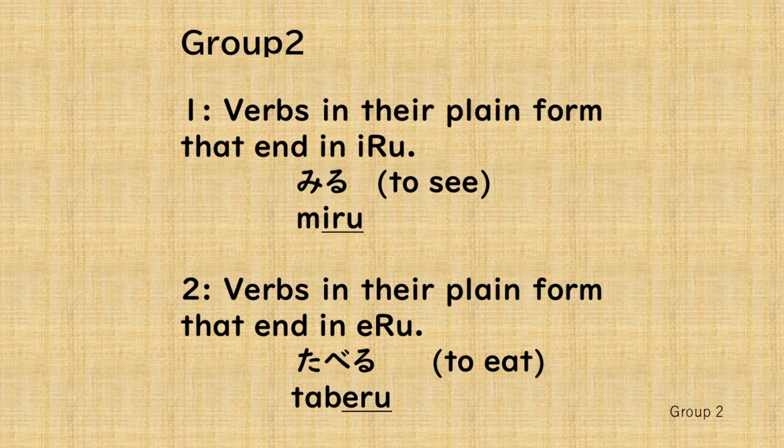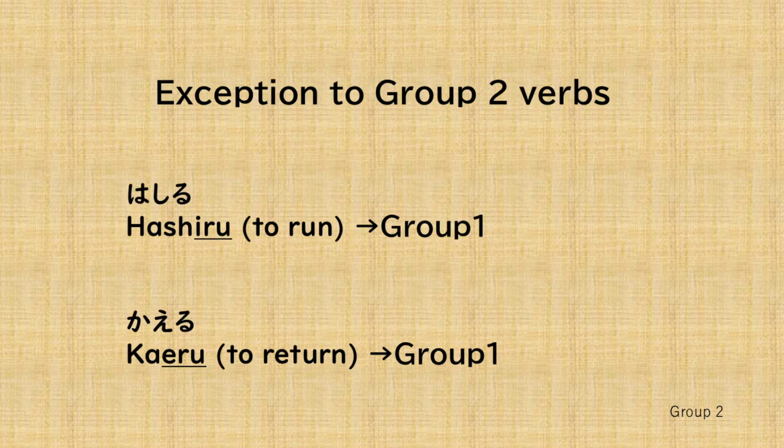Number 1. Verbs in their plain form that end in いる. For example, 見る. Number 2. Verbs in their plain form that end in 得る. For example, 食べる. Please note that some verbs fall under Group 1 instead of Group 2.